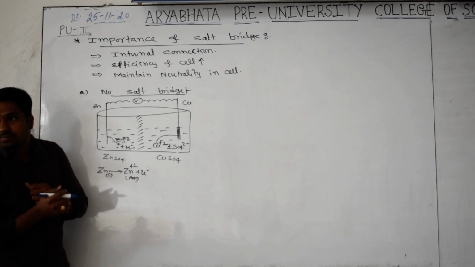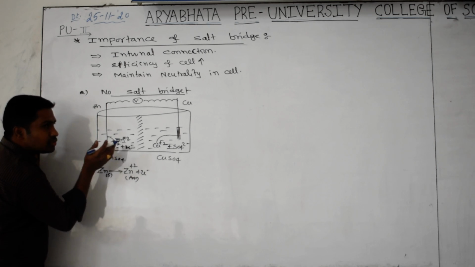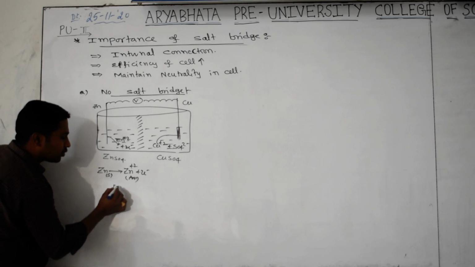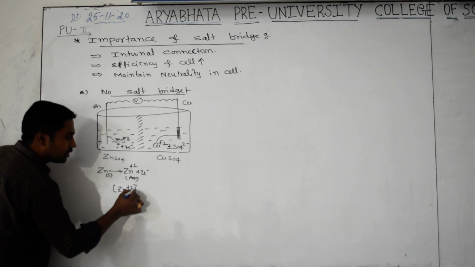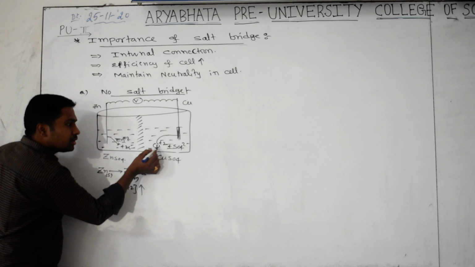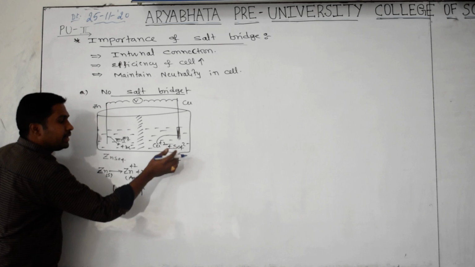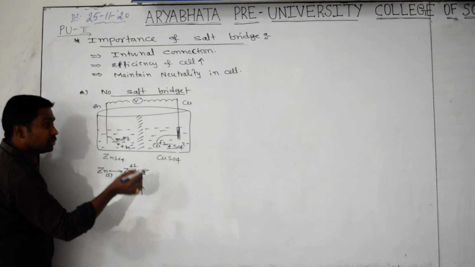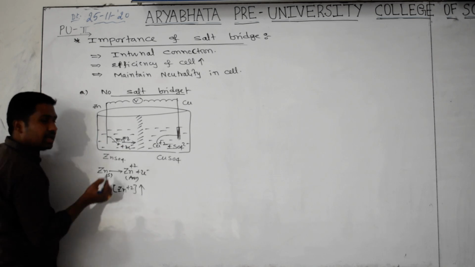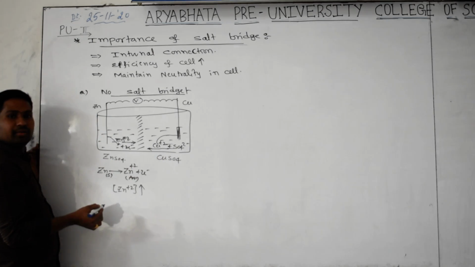Why? Because as time goes on, our working process of the cell continues. Here, what happens? The Zn2+ concentration will be increasing. Are you agreeing or not? Yes. Then here, as time goes on, the concentration of Cu2+ is decreasing. Indirectly, which particle is more here? Yes, SO4 2- particles are more. Then what happens? These Zn2+ particles move towards the cathode, and these SO4 2- particles move towards the anode.